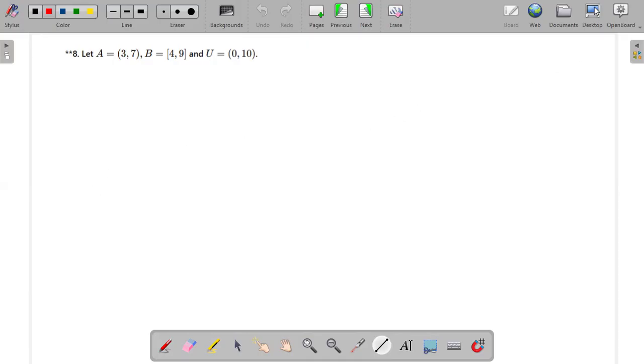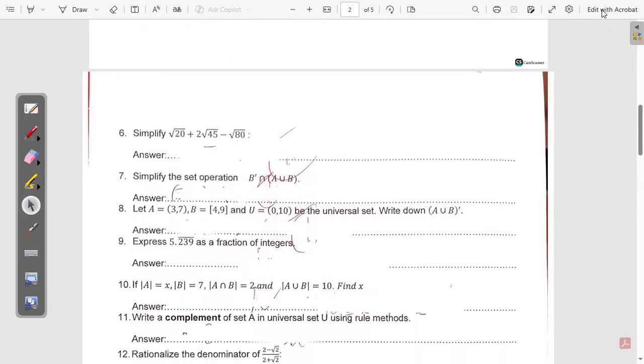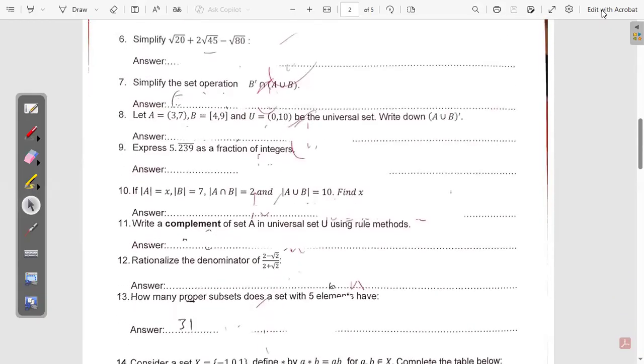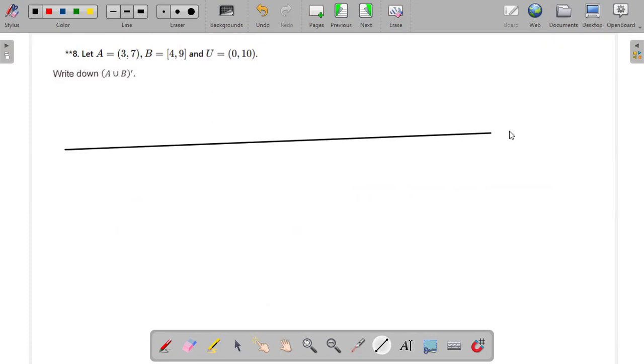I can't see the question, so I'll go back to this part here and check the question. So that was question number 8. Okay, so write down A union B complement. We can't do that unless we use a number line. So I'm going to write a number line here.